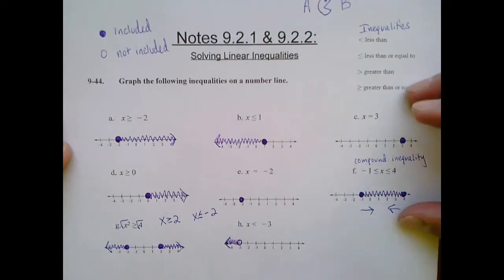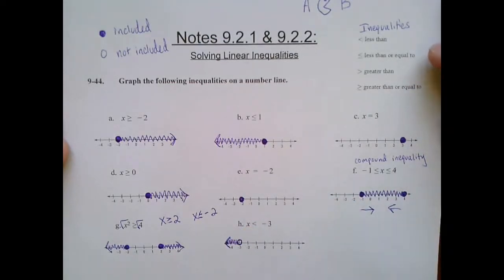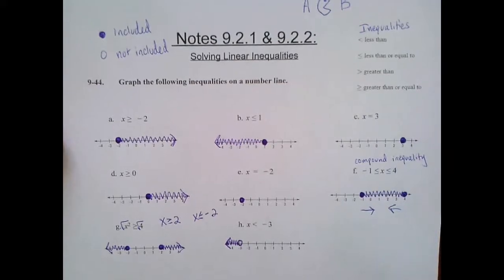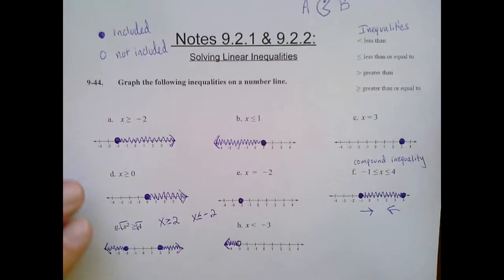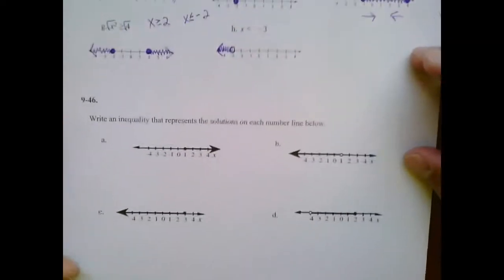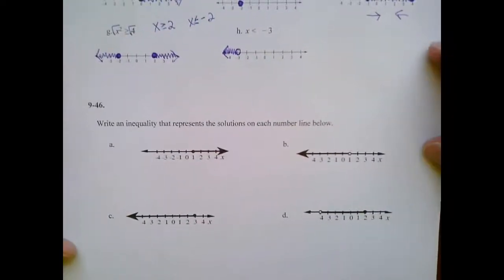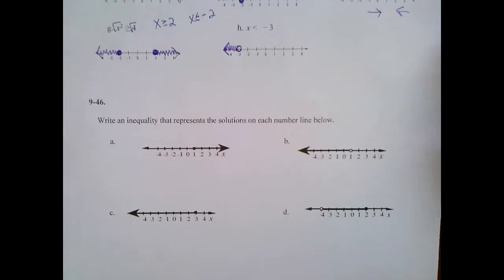All right, guys, so the first example, really nothing too crazy, just graphing on a number line. I'm pretty confident that most of you have seen this before. So if that makes sense, we can go to 9-46, and this is just going in reverse. If I give you a graph, can you tell me what the inequality is?